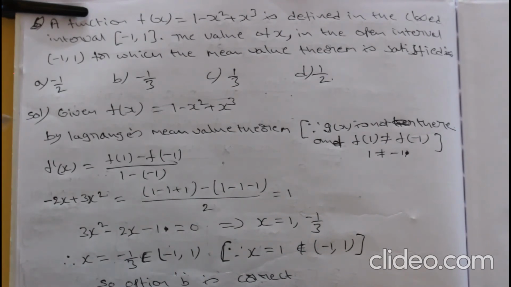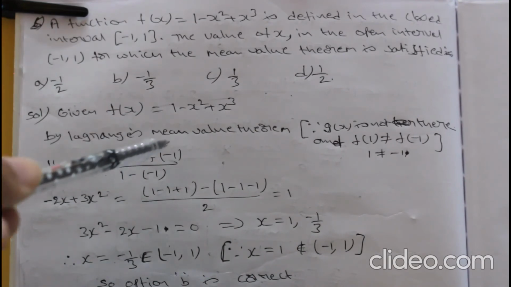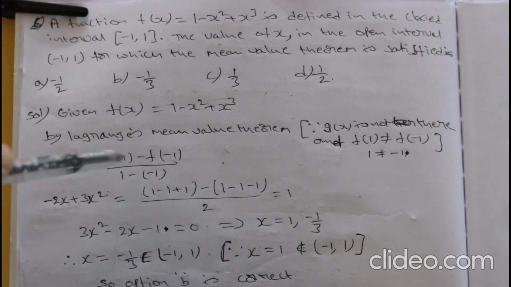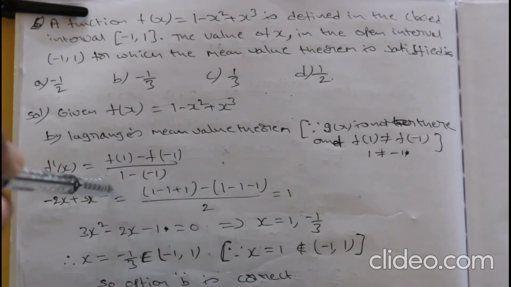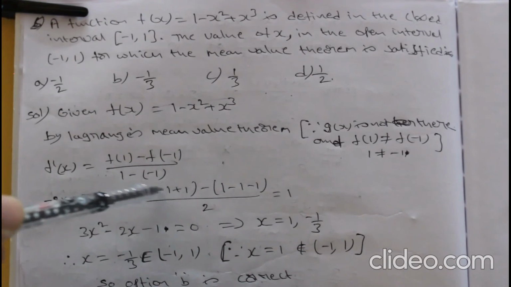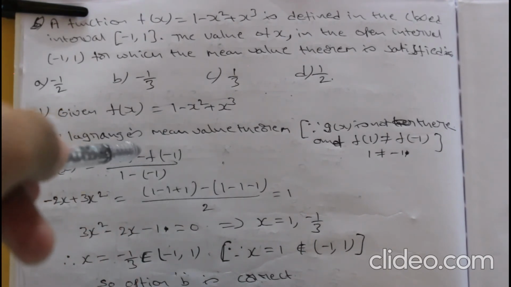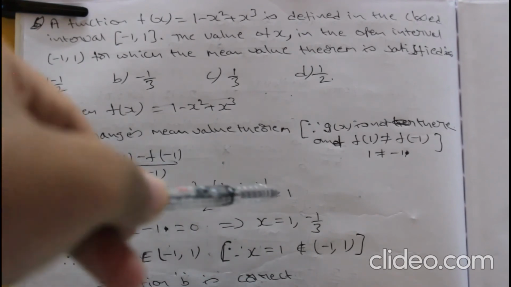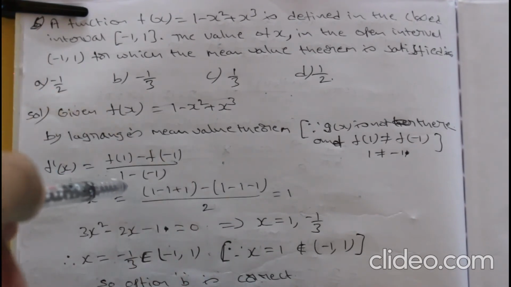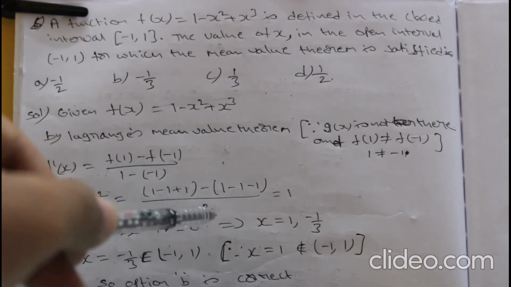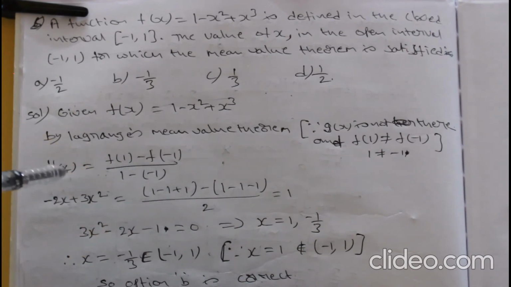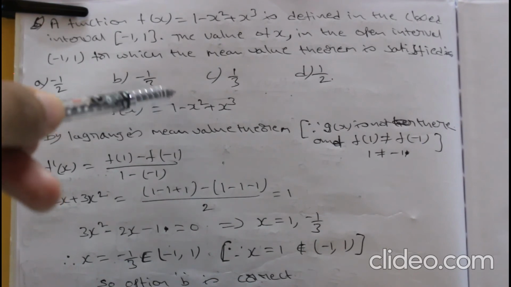So from Lagrange's mean value theorem, f dash of x is equal to f of b minus f of a by b minus a. So f of 1 minus f of minus 1 divided by 1 minus minus 1. What we got: f of 1 is 1, f of minus 1 is minus 1. So 1 minus of minus 1 is 1 plus 1, 2, and below also 1 minus of minus 1, so that is 2. And f dash of x is nothing but, here the constant is 0.